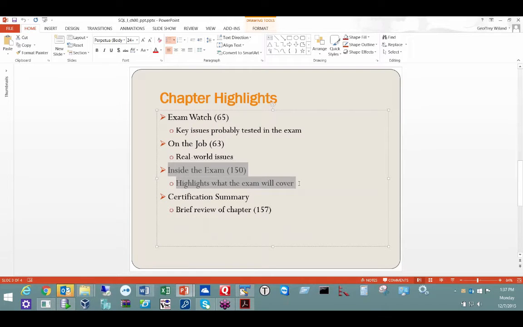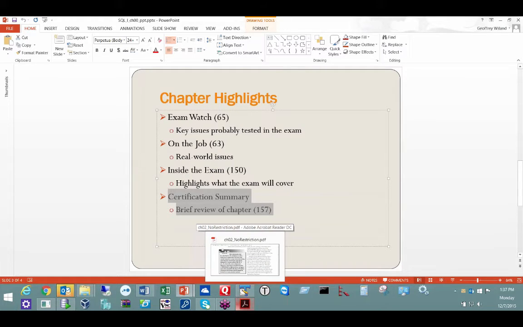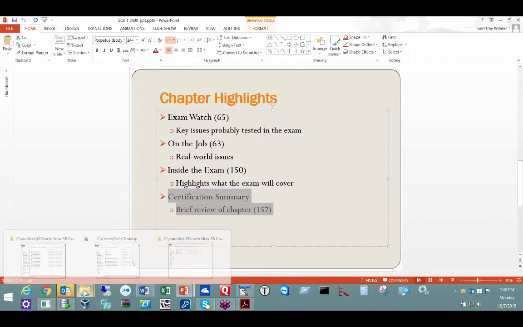Inside the exam is another thing that's going to cover things that are on the exam, not the most critical to you. And there's a certification summary. At the end of each chapter, there's always a certification summary. So if you look at page 157, which is in chapter 3, you should see that.